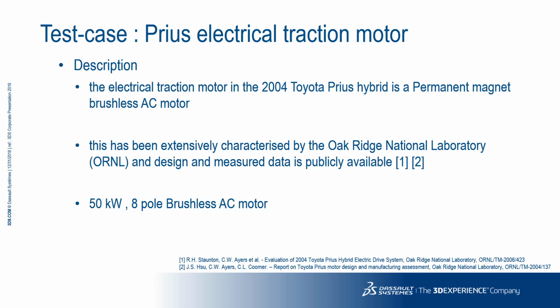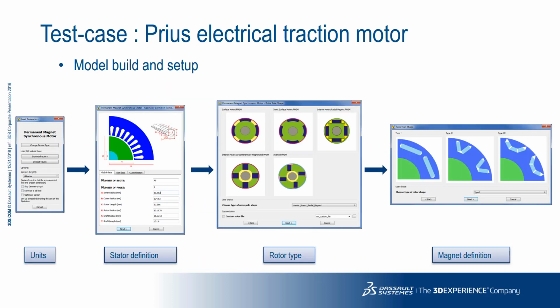The device is an 8-pole 50 kilowatt motor designed to deliver its maximum power at a base speed of around 1200 RPM. However, by using a boost capacitor and a flux weakening method, the motor is regularly working at speeds of up to and above 3000 RPM. The set of electromagnetic data published by Oak Ridge include, amongst others, back EMF curves for a wide range of speeds, static and dynamic torque, and torque versus speed characteristics.